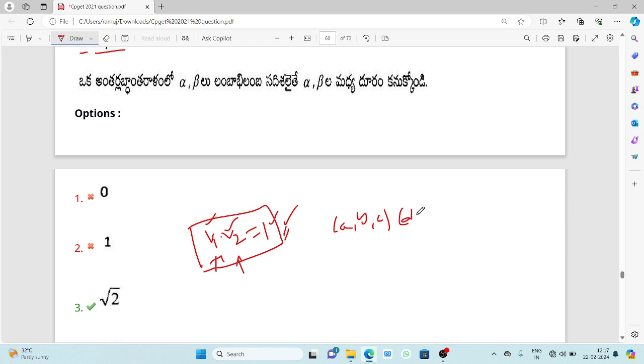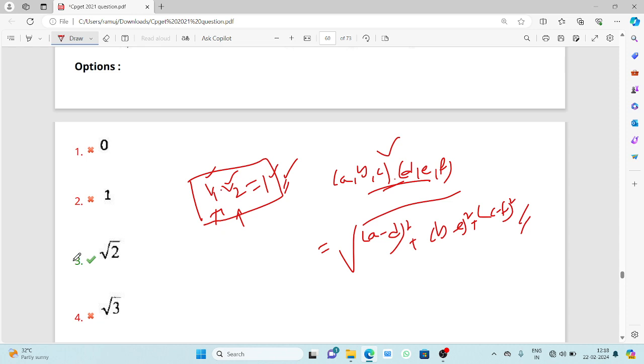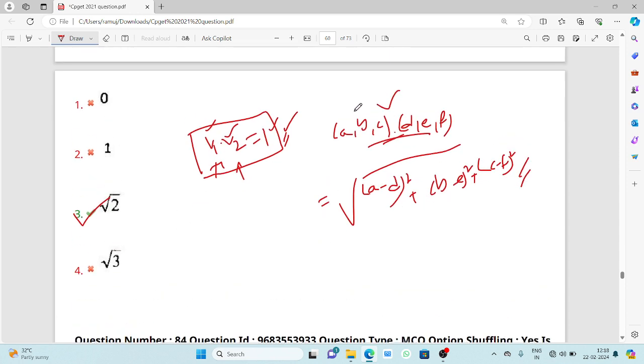So D, E, F. I just assume that these are two orthonormal vectors. If you find the distance for this, a minus d, by applying the distance formula, that will give b minus e whole square plus c minus f whole square. So it will give you the distance of that orthogonal. It will definitely go to root 2, whatever orthonormal vectors you take. So 3 is the correct option for this question. So you just take two orthonormal vectors and find the distance for that. You definitely get root 2.